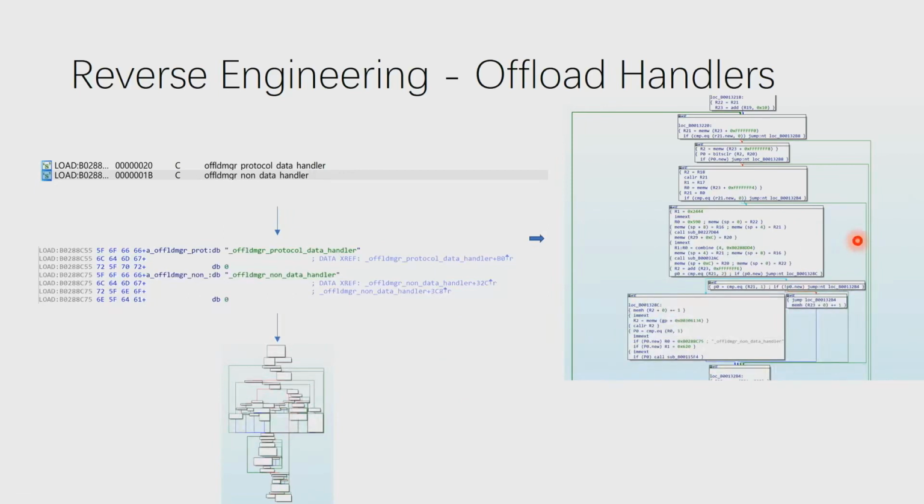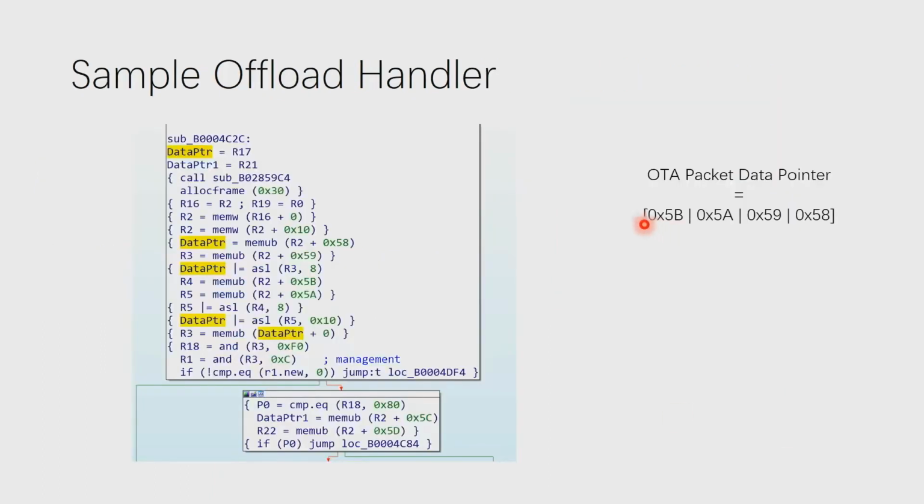It will fetch each item from the table and call the handler. Each handler is a function. This loop will call it from the table. Here is a sample of the offload handler in the table.